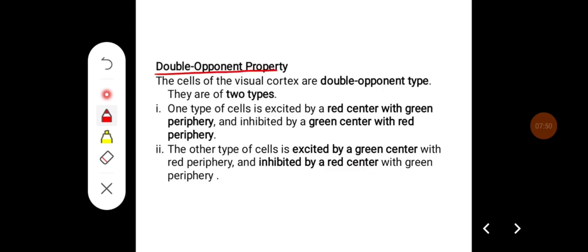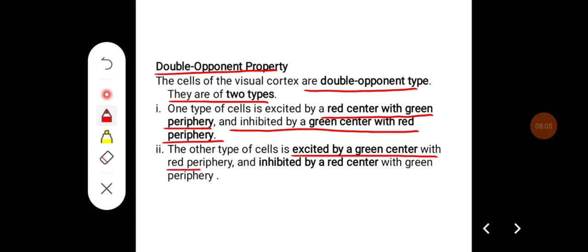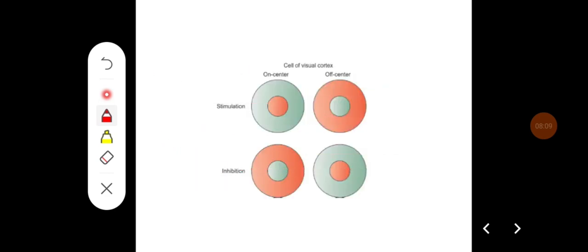Double opponent property. The cells of the visual cortex are double opponent type. They are of two types. One type of cell is excited by a red center with green periphery, and inhibited by a green center with red periphery. The other type of cell is excited by a green center with red periphery and inhibited by a red center with green periphery.